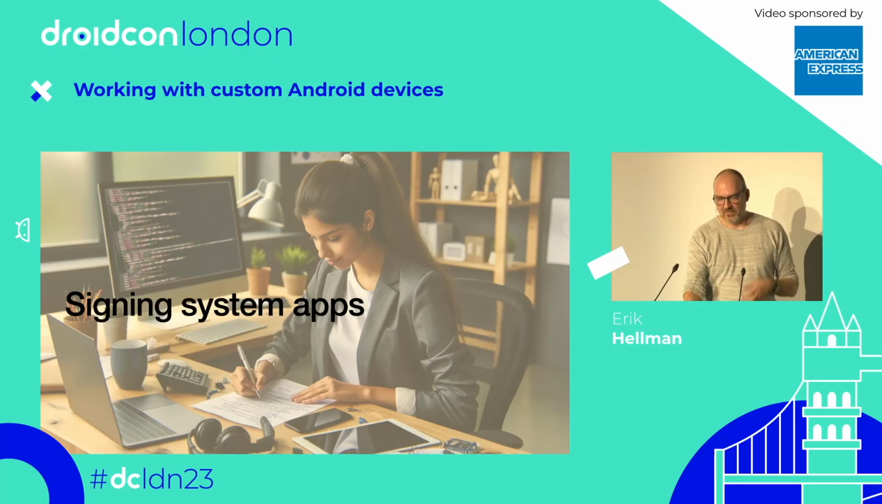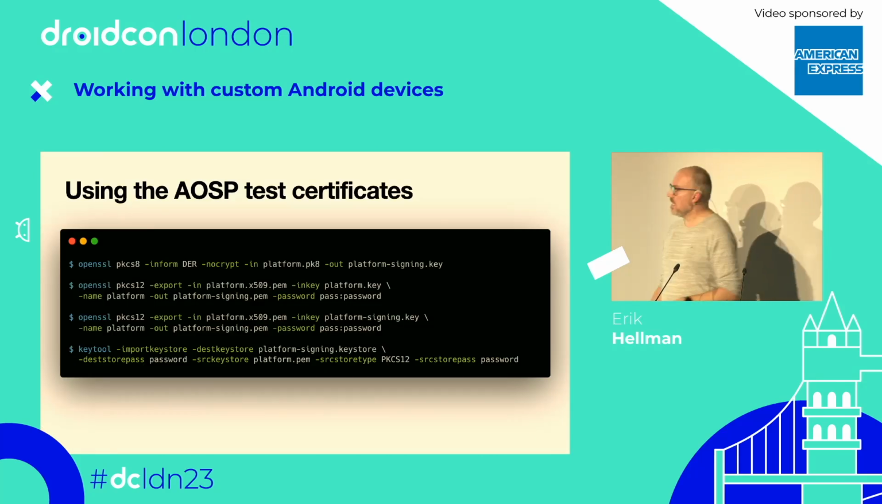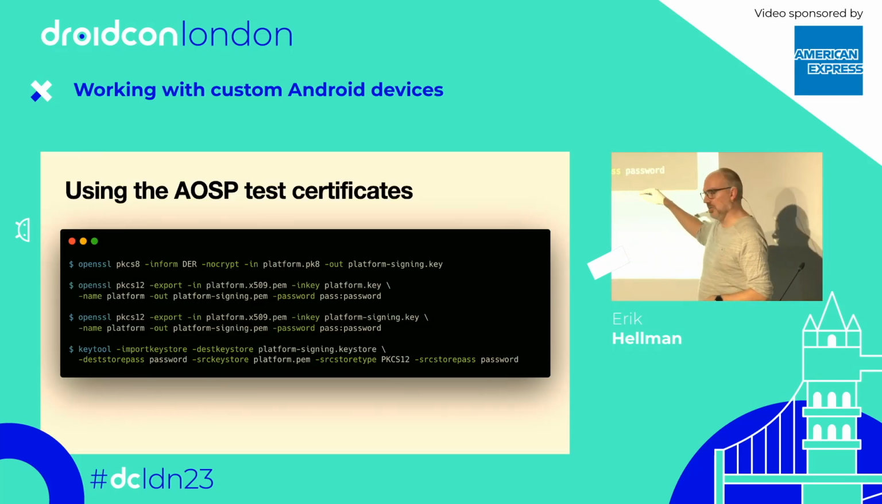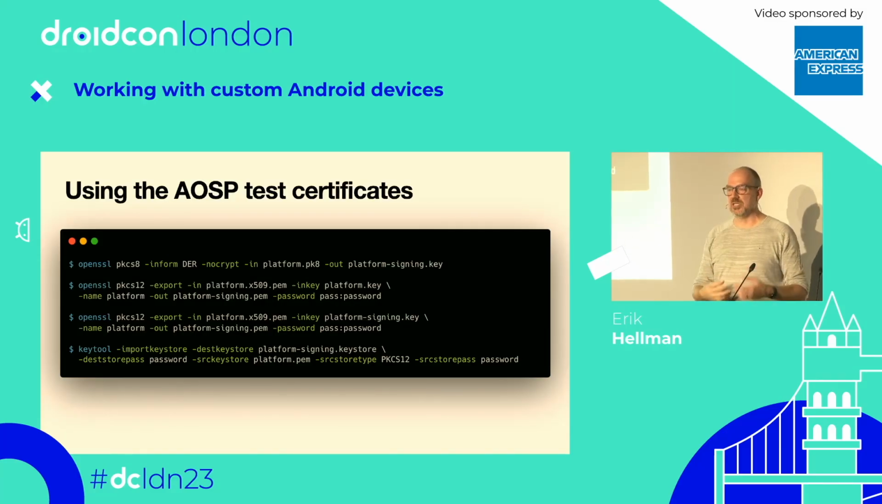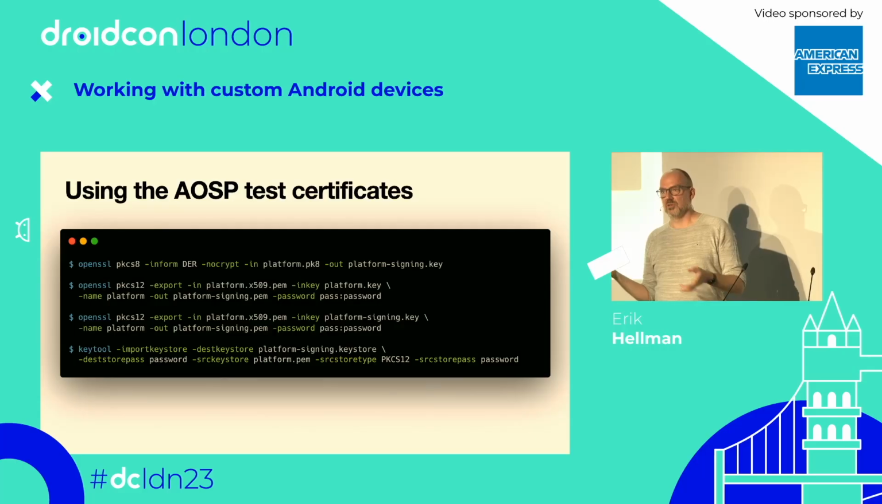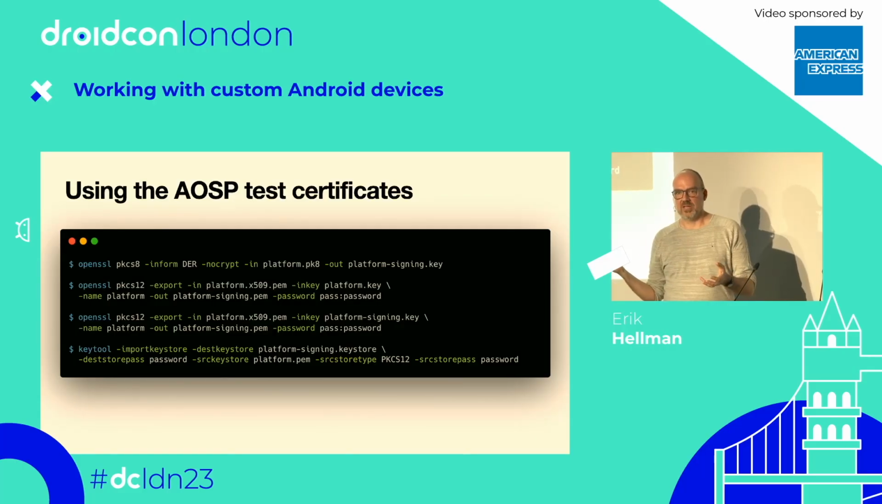Well, for development, everyone uses the same keys. It's the test keys that are part of AOSP. So you take those test keys and run the following commands. I'm not going to go through all of them; you can look back at these later when you need to. Basically, these 4 commands create a regular Android Studio key store, so that you just use it.